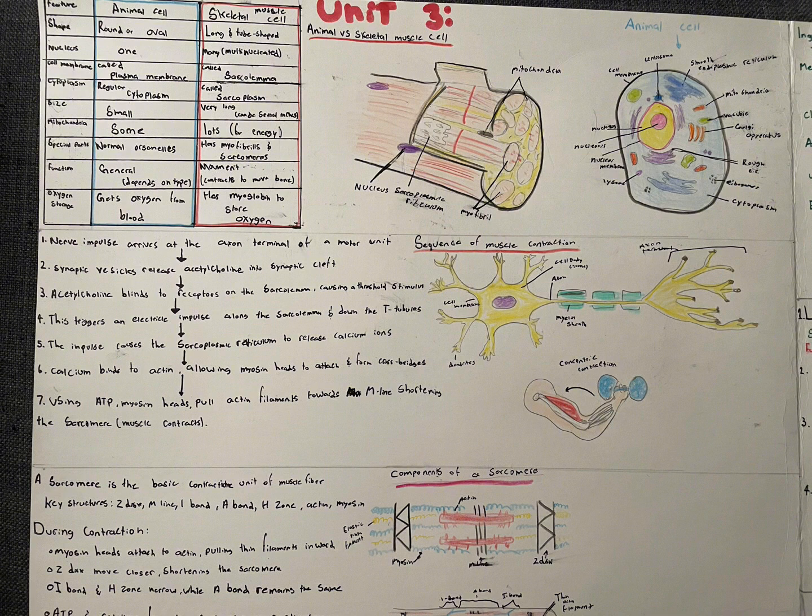Now let's look at a breakdown of one of the most incredible processes in the body, muscle contraction. It all starts with the neuromuscular junction, the point where a motor neuron meets a muscle fiber. When a nerve impulse arrives at the axon terminal, it triggers the release of acetylcholine, a neurotransmitter, into the synaptic cleft. This chemical crosses the gap and binds to the receptors on the sarcolemma, the muscle fiber's membrane. The binding opens up sodium ion channels. The sodium rushes into the muscle cell, creating an action potential.